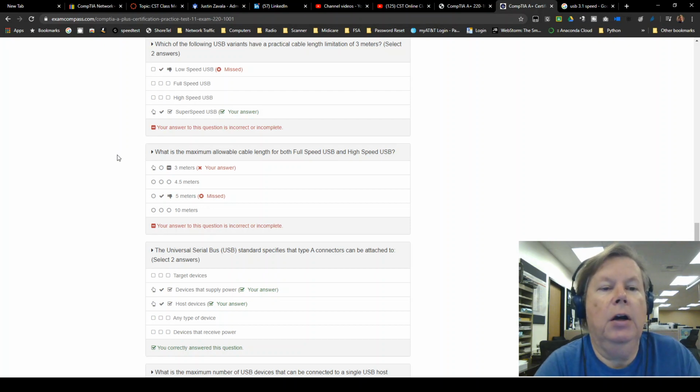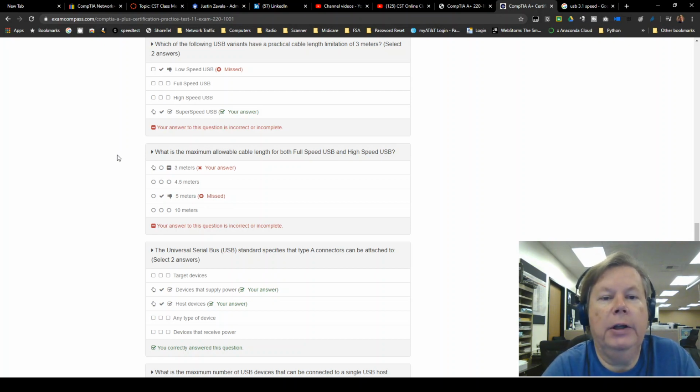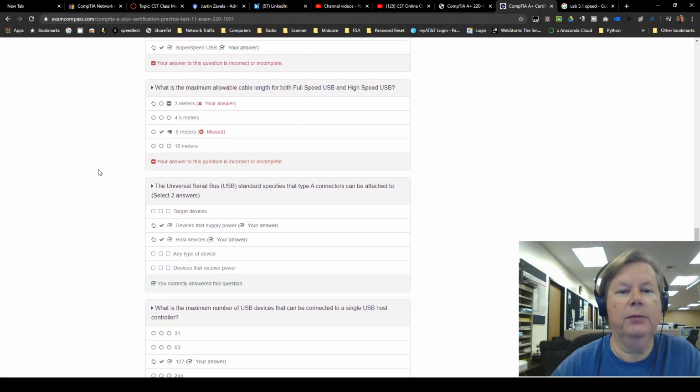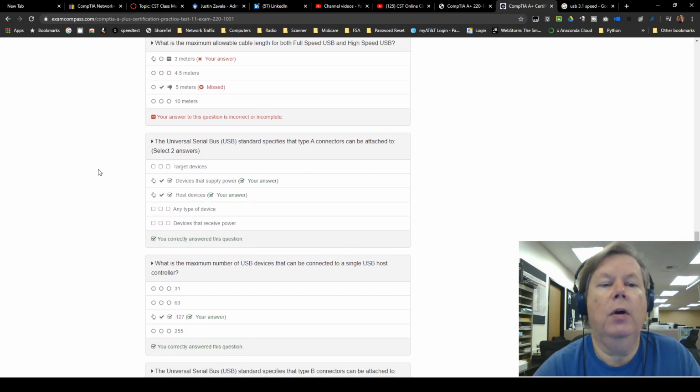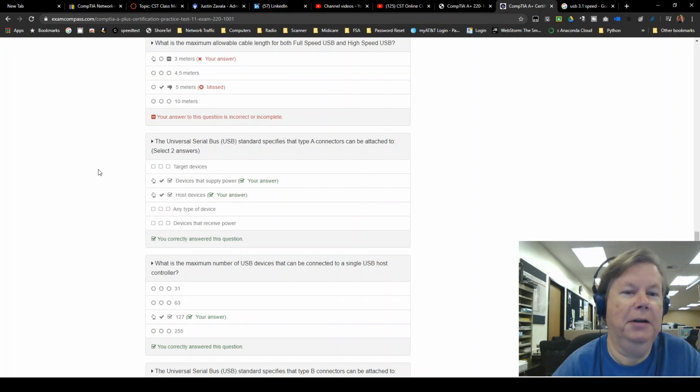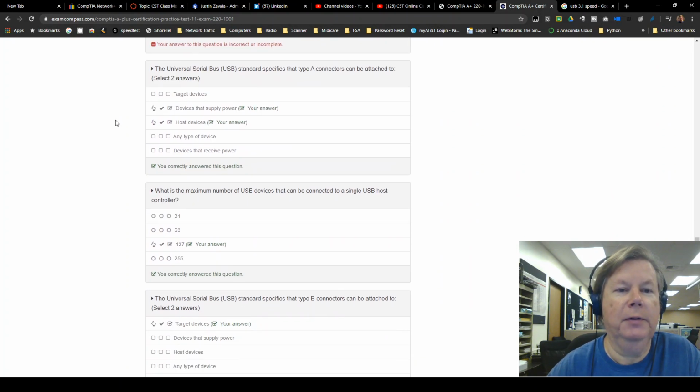Next question. Which of the following USB variants have a practical cable length limitation of 3 meters? And the answer there is low speed. I'm not sure what we put on that one. We may have gotten that wrong. Obviously, I did get that one wrong. What is the maximum allowable cable length for both full-speed USB and high-speed USB? And I put 3 meters. It says 5. Okay, so go with that.